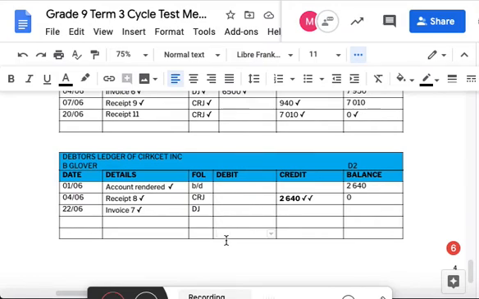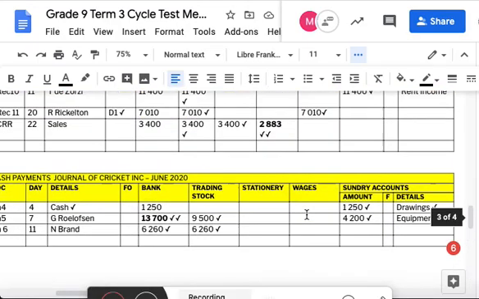Okay, are we debiting or crediting Glover's account? Debiting, okay. He's bought more from us. He now owes us more. What's his new balance? 1,140, okay. Previously, he owed us nothing. He's now purchased on credit for 1,140. And now his new balance is 1,140, what he owes us.